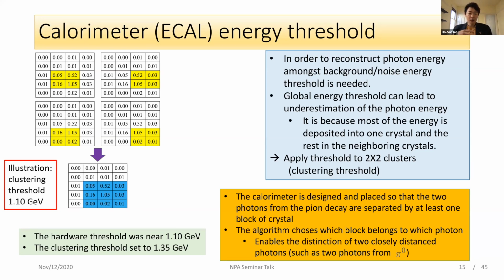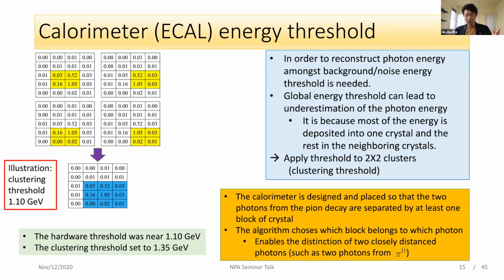The calorimeter is also designed and placed so that the 2 photons from the pi0 decay are separated by at least 1 block of crystal. So the algorithm chooses which energy deposition belongs to which photon, which enables the distinction between 2 closely spaced pi0 photons.